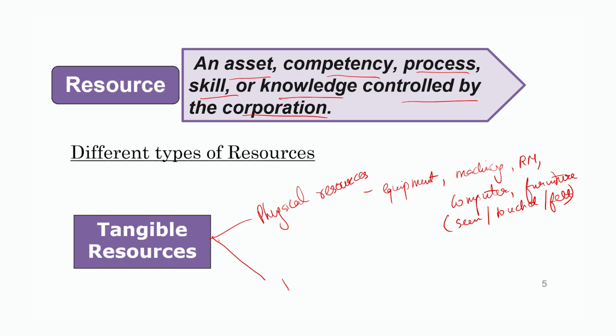It also includes financial resources, your cash and bank balance. Tangible resources are important source of competitive advantage. Then we have second category, intangible resources.